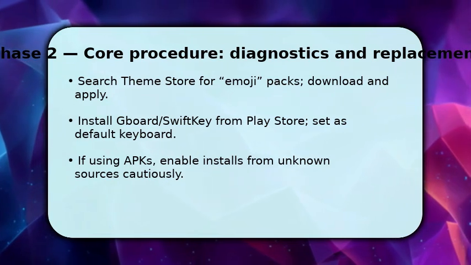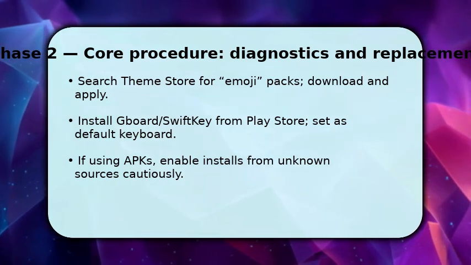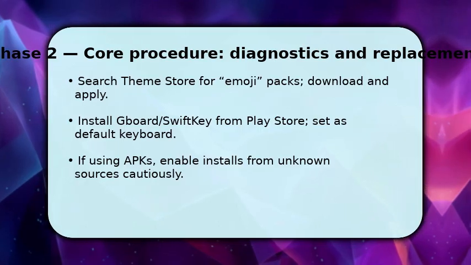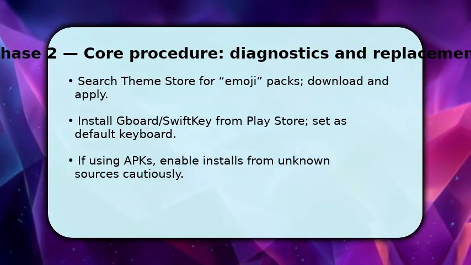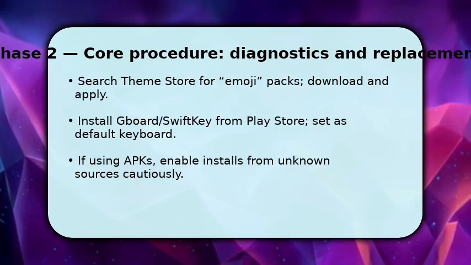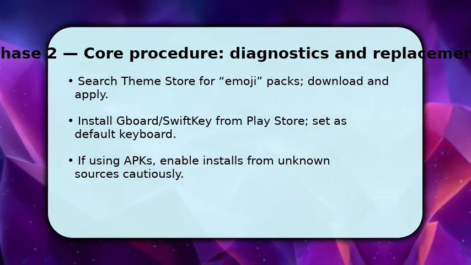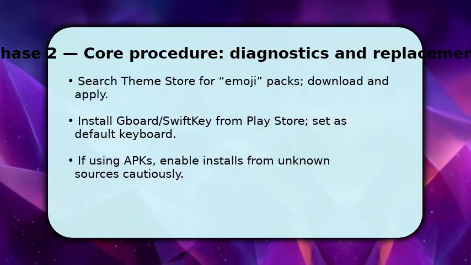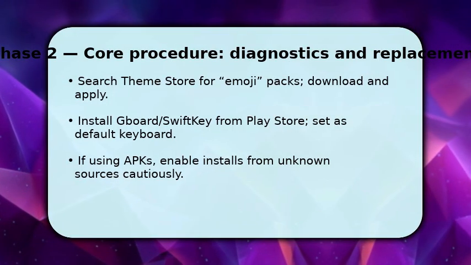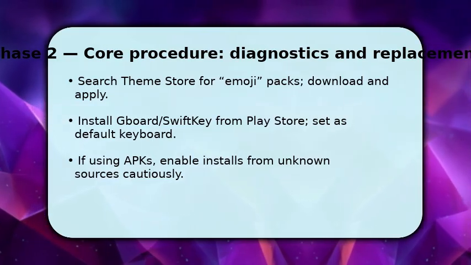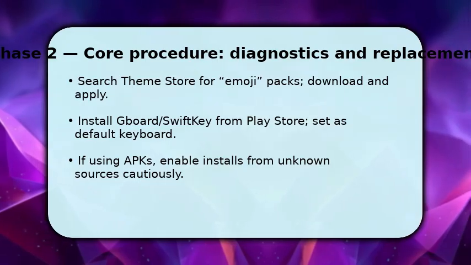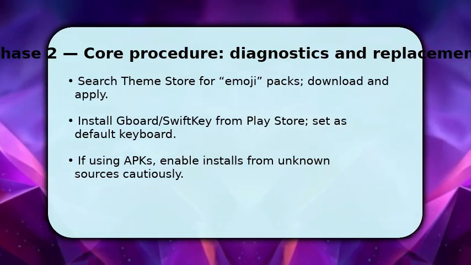In Theme Store, search for emoji packs and apply one. Themes modify system fonts and emoji without root on many Realme builds. Alternatively, install Gboard or SwiftKey and set it as your default keyboard in Settings > System > Languages and input. These keyboards deliver Google or Microsoft emoji styles inside apps. If you choose an APK for emojis, enable installs from unknown sources for that installer.